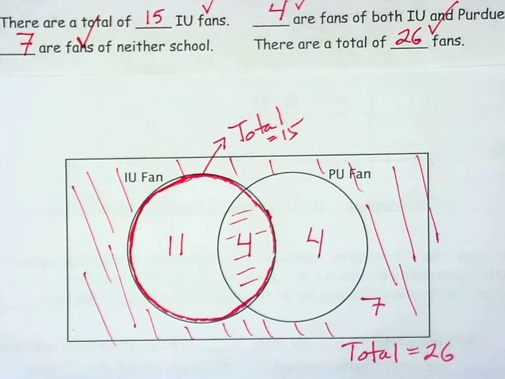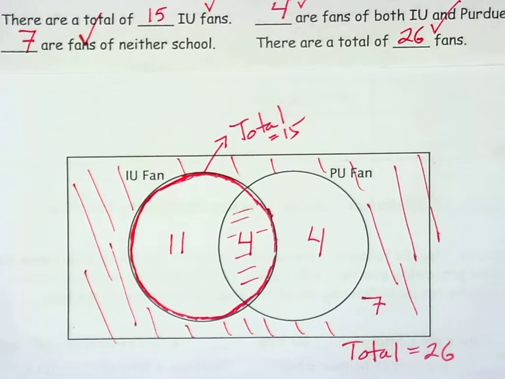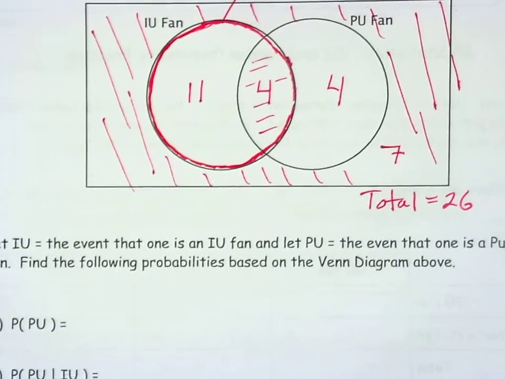This Venn diagram contains the same information as what we had in the table on the front. If you like this better, you should feel free to use this strategy. So let's take a look at the probability questions that I wanted you to consider.